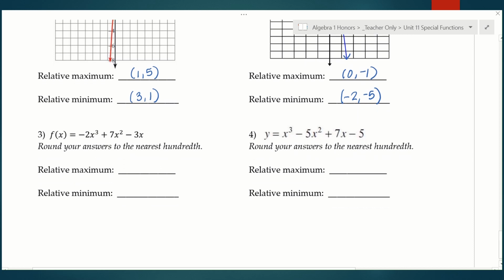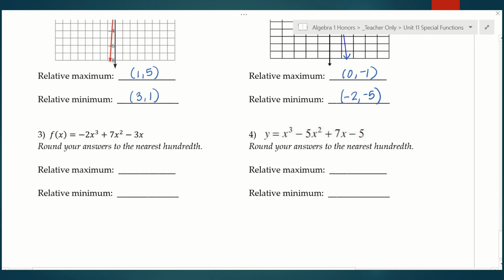All right. These last two questions, I'm going to have you practice finding using your graphing calculator. So go ahead and open up a new graph page, and I want you to type in that equation, -2x³ + 7x² - 3x. You shouldn't need to adjust your window to see your relative max and relative min. When we are finding specific points like this, we're going to use the maximum and minimum keys on your calculator.